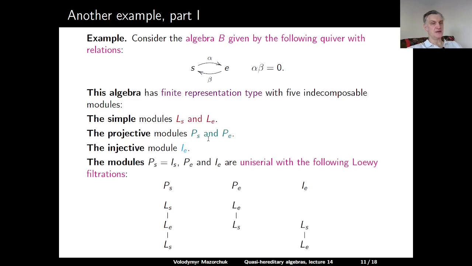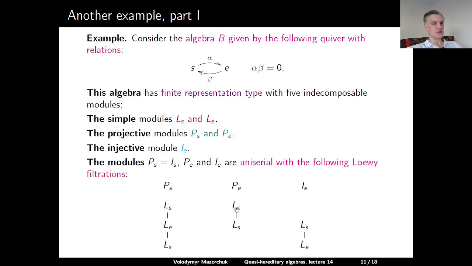So here are the B modules written using their Loewe filtration. So these are the modules Ps, which is the same as Is, and Le. They all are uniserial, and here are their Loewe filtration. So for Ps, we can start at the vertex S, we have Ls on top. We follow alpha and go to the vertex E, then we follow beta and go back to the vertex S, and then we hit the relation. So Ps has length 3.